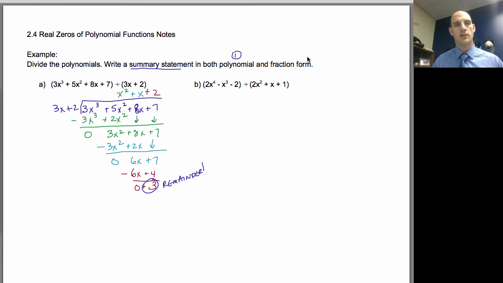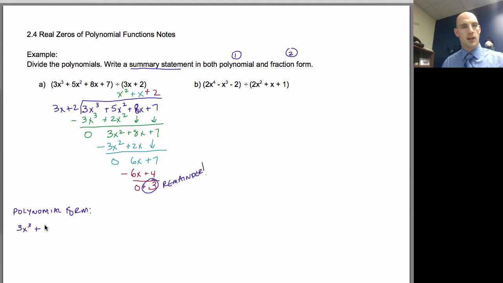So it's asking me to write a summary statement in polynomial and fraction form. I'm going to show you what that looks like. So here's polynomial form. As we look at polynomial form, what we're trying to write is, what is our original polynomial as a product of what we divided by and our answer. Let me show you. So our polynomial form is going to look like this.